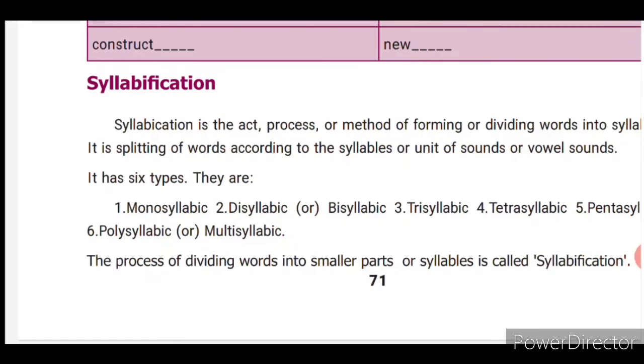Children, in this session we will be learning what is syllabification, what are the rules of syllabification and what are the types of syllabification. Let us start this session with a small game, children.